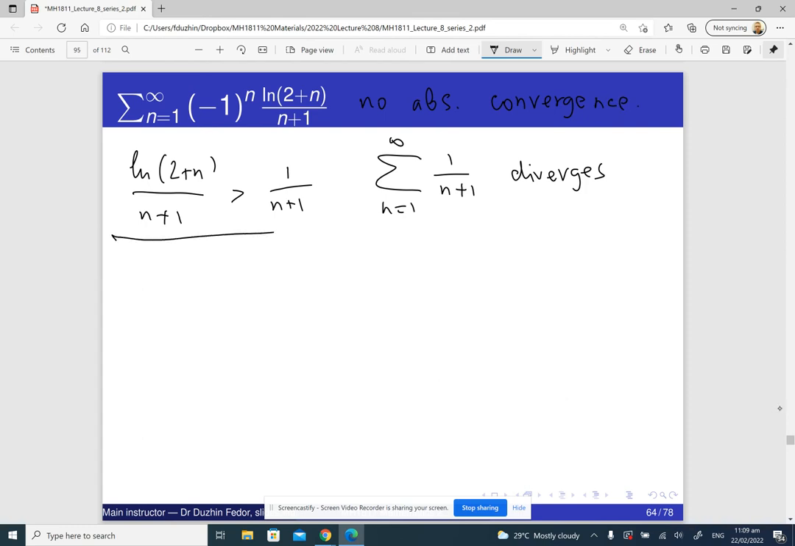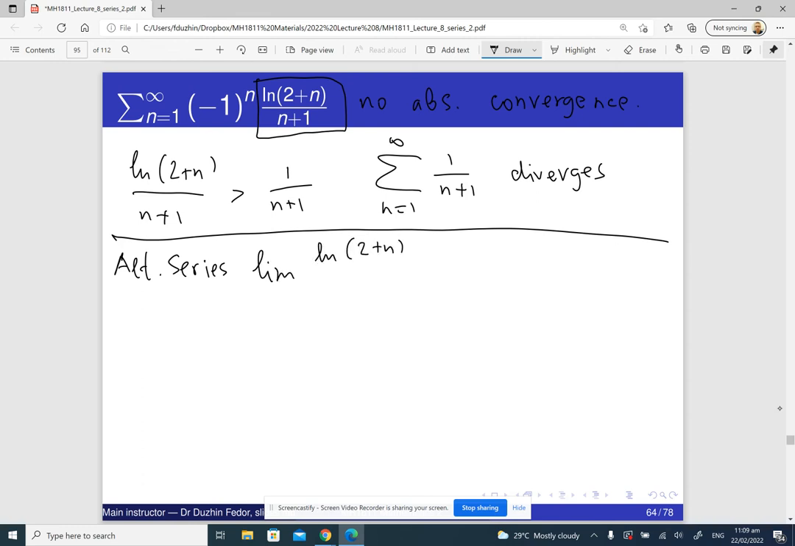Do we have conditional convergence? So to test for conditional convergence, we can try to apply the alternating series test, because our series is indeed alternating. So to apply the alternating series test, we take this term with logarithm of 2 plus n, and we need to check two things. So one thing is whether the limit is 0, right? So is it true that the limit of ln(2 + n) divided by (n + 1) as n goes to infinity is 0?